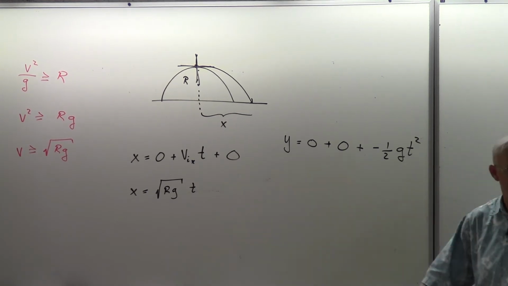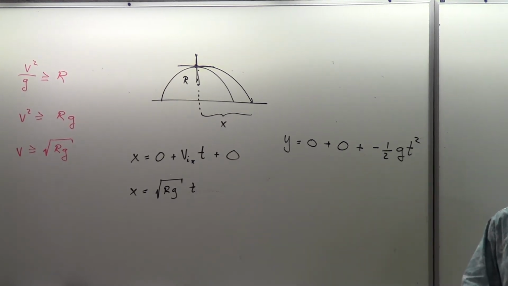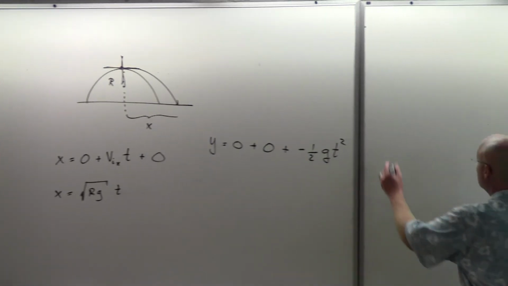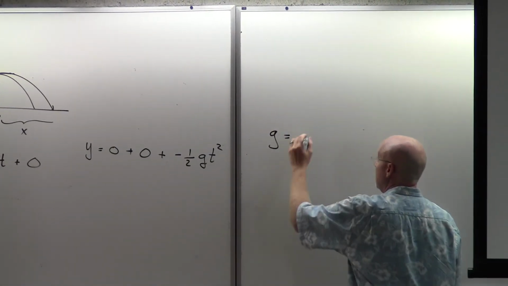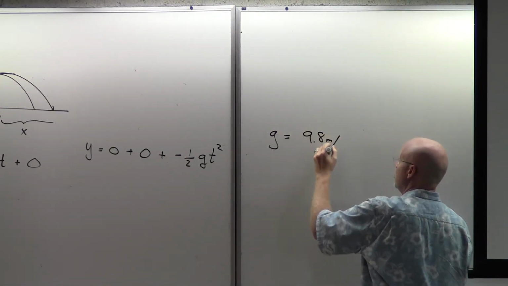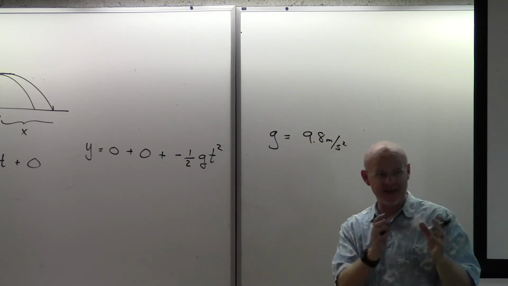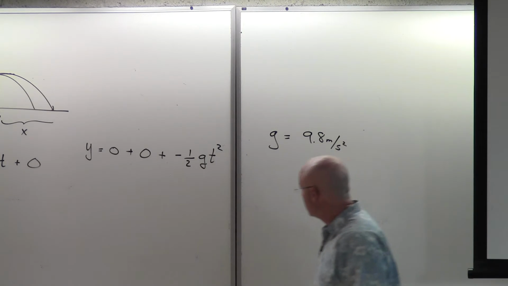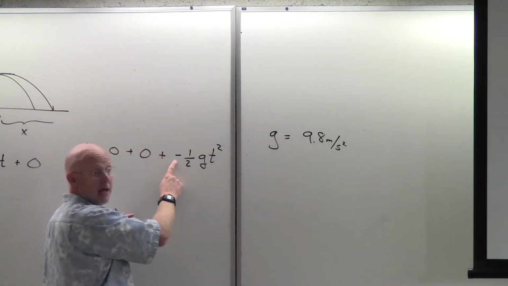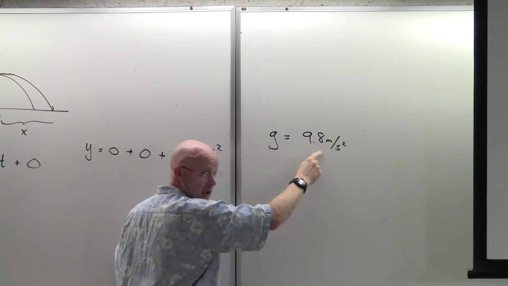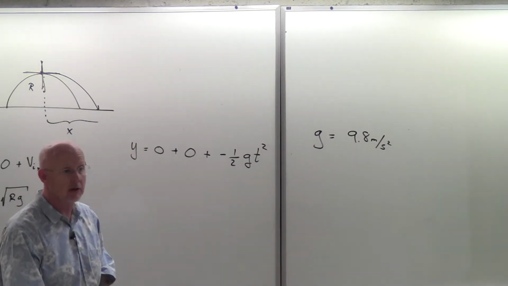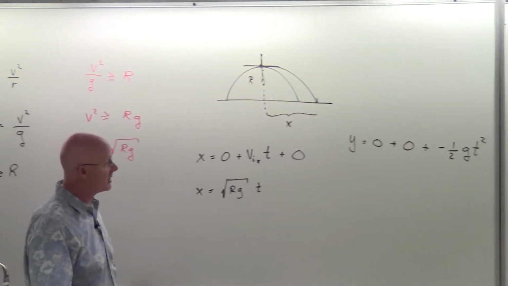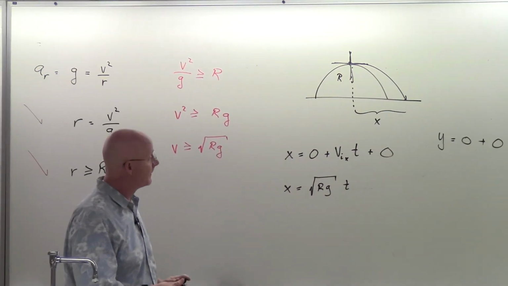Positive then, since g is still g, it's not negative 9.8? No, g is 9.8 meters per second squared. g does not have a negative with it. So yeah, be careful with that. So I need to put a negative here because the g does not have the negative in it. The g just represents the positive part of it.